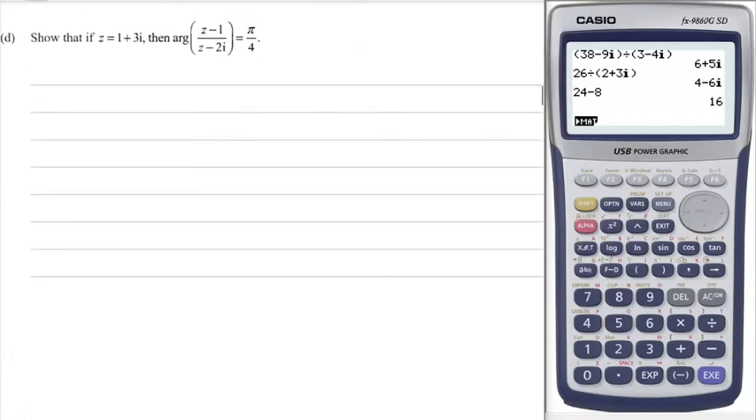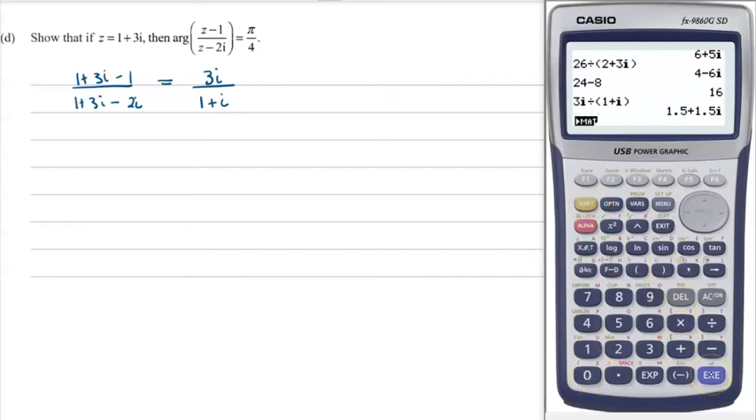Okay, part D, show that if we have this imaginary number 1 plus 3i, then the argument of doing this will give us pi by 4. Okay, so let's start off by doing this part and see what we get. So what I've done so far is substitute in the values for z and simplify. Now if we go over to our calculator, we can see what happens if we do this. So that division comes to 1.5 plus 1.5i.